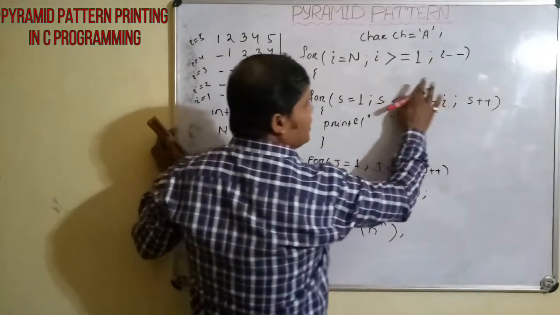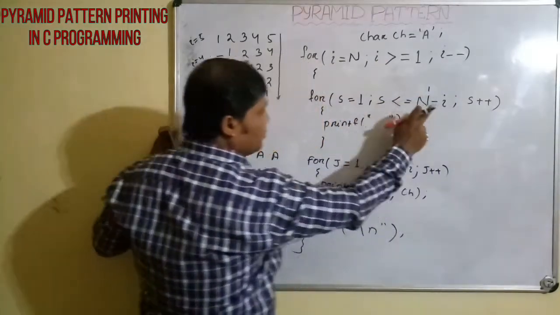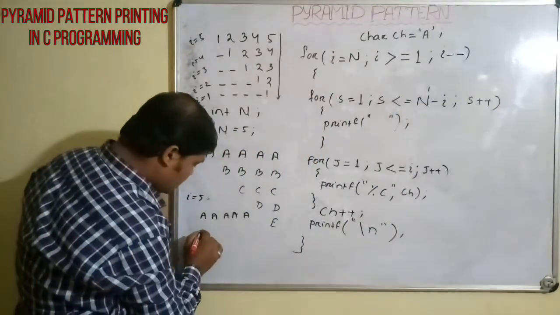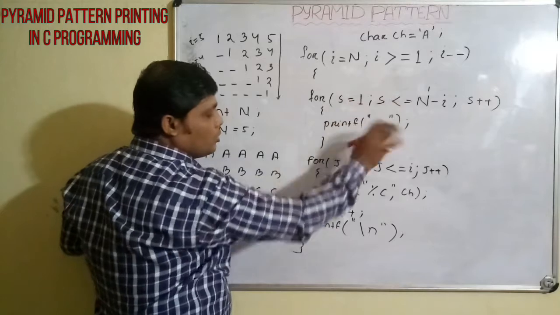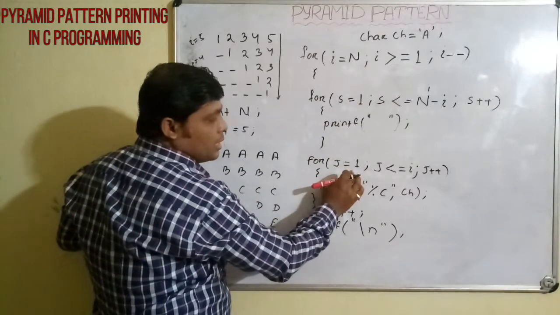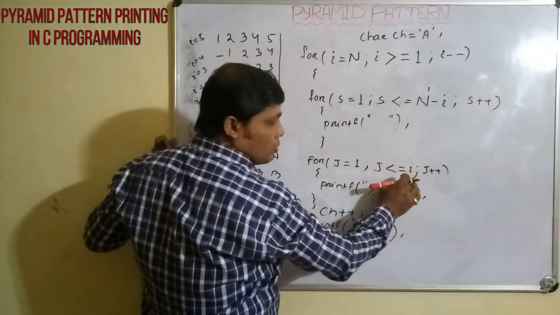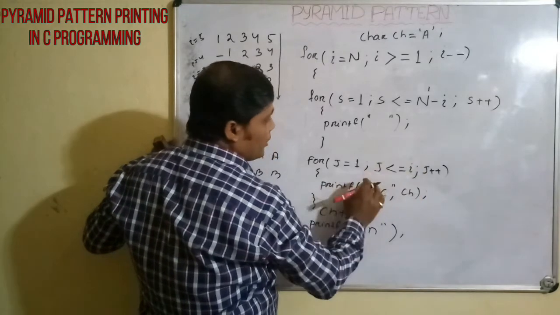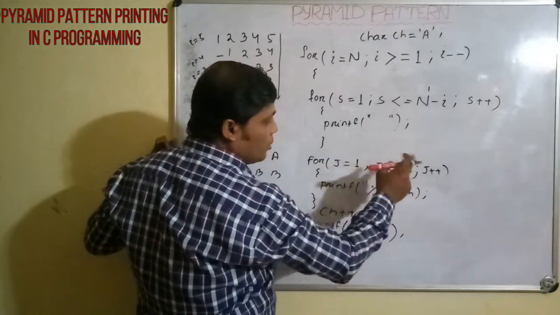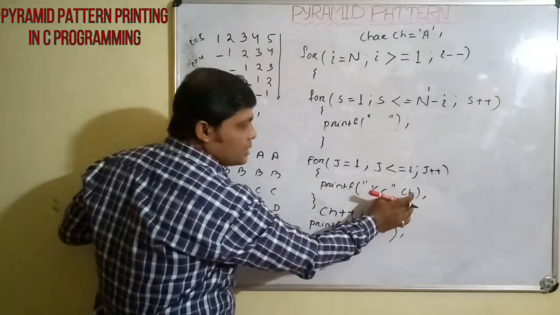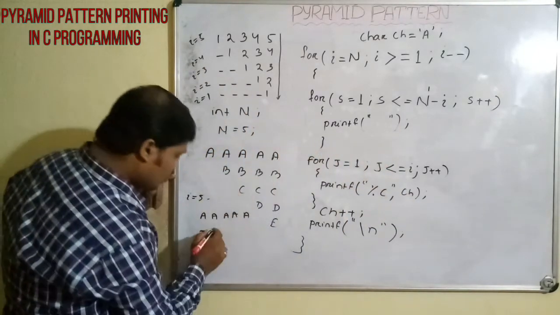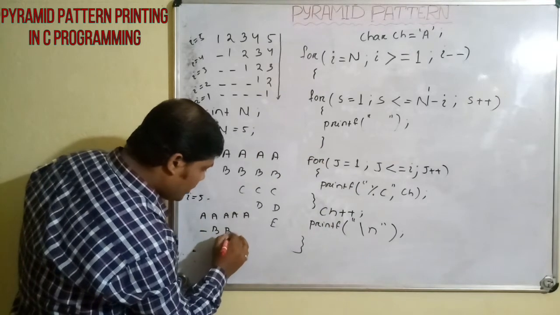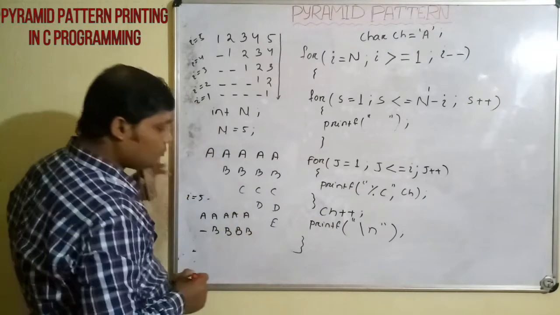Now i value will be 4. It will work for 5 minus 4, that is 1. Once it will print only one space. So in the next line it will print one space. When s value is 2, it will go out of this loop. Then j equal to 1, j less than or equal to i, meaning 4. So it will work for 1, 2, 3, 4. So 4 times this ch value will be printed. Now ch value is modified to b. So 4 times b will be printed.